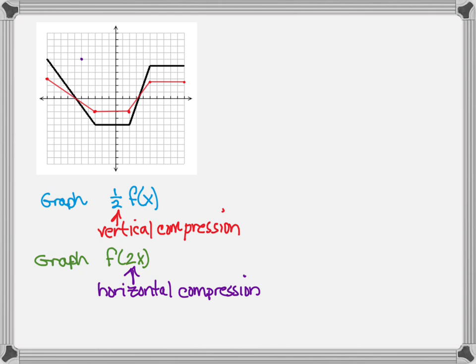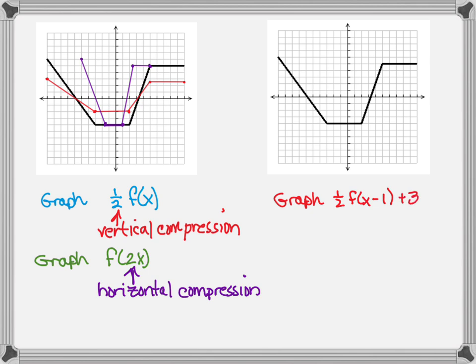So the first point comes in here. The second point comes in here. It's a little harder to see because it's on the line. There's the third point also on the line. There's the fourth point, and the fifth point will also be on a line, so it's a little harder to see. Let's connect 1 to 2, 2 to 3, a little hard to see, 3 to 4, 4 to 5. And that purple graph is our horizontal compression.